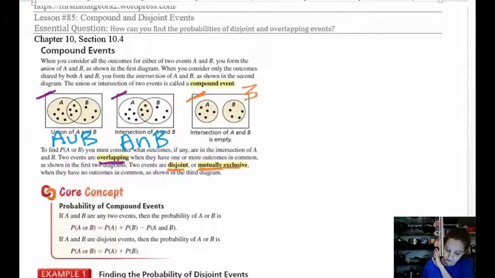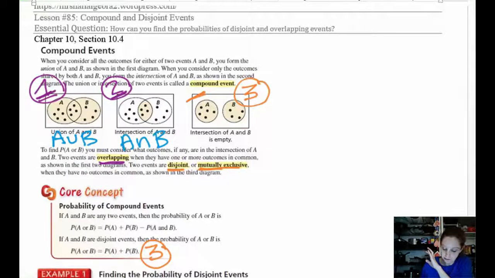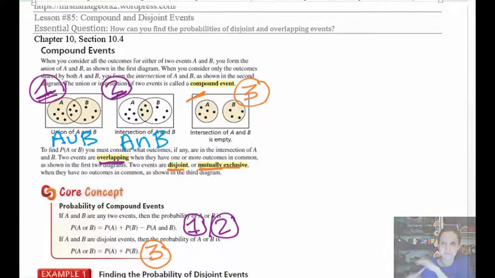Okay, so this third diagram is an example of when you would use disjoint probability. You would add up the probability of A plus the probability of B, and there's nothing to subtract because there's nothing in their overlap. And then diagrams 1 and 2 are examples when you would use the first formula. You add up each independent probability and then subtract the intersection.